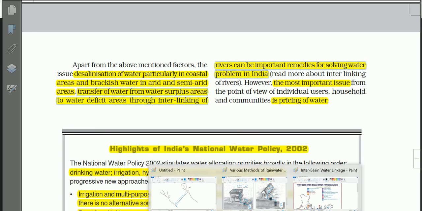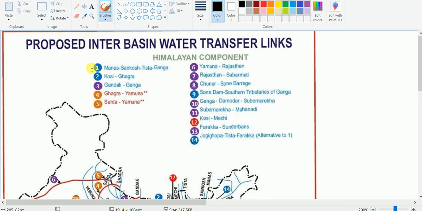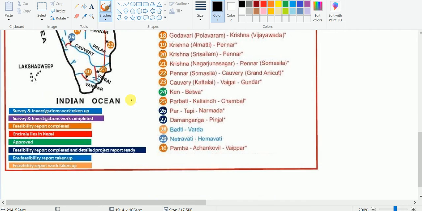And here we have a map also. So this is the proposed intervention water transfer link, and here we have some color codes. For example, the green color indicates approved. For example, Ken-Betwa is approved. Intervention linking of Ken and Betwa rivers is approved.